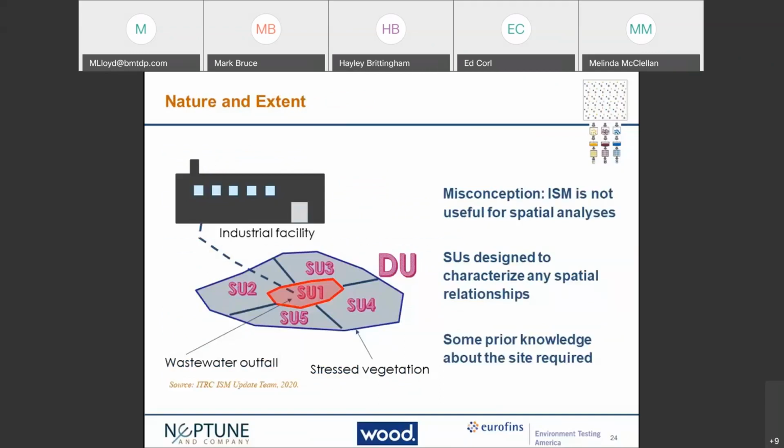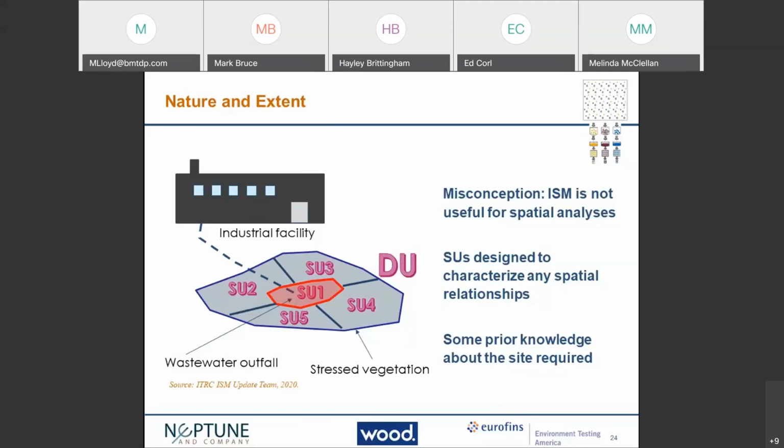In this example, we have an industrial facility with a wastewater outfall area, which is outlined in red. And one of our project objectives is to determine whether contamination extends beyond that area. So in this case, four additional sampling units have been designated around the perimeter of the supposed source area. And so those sample results are going to retain those spatial relationships, and decisions could be made specific to those individual sampling units.